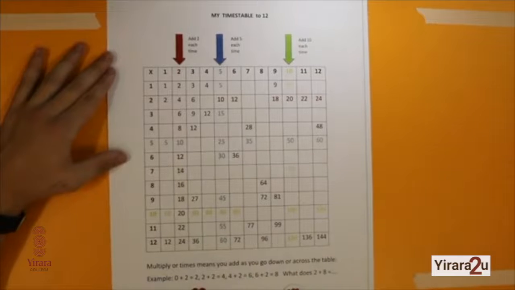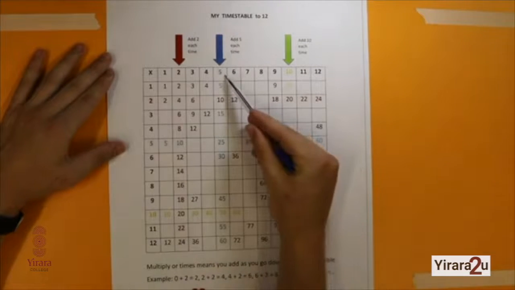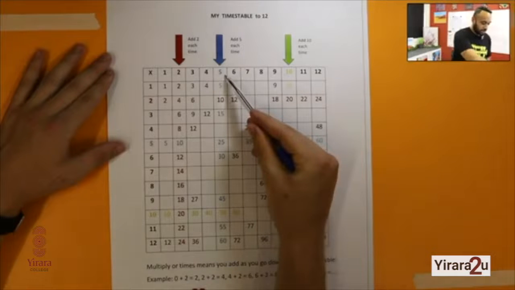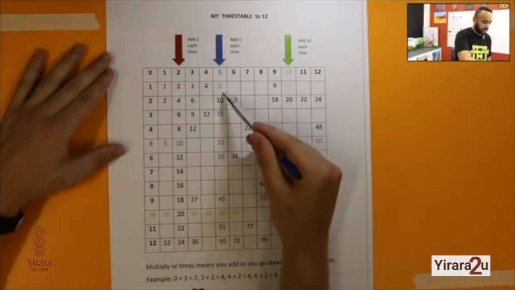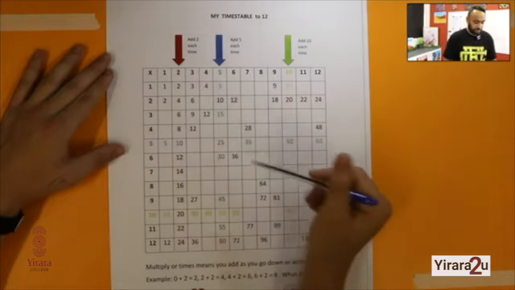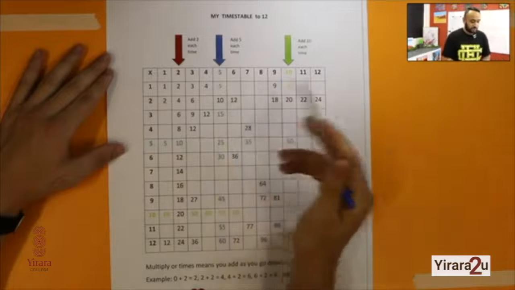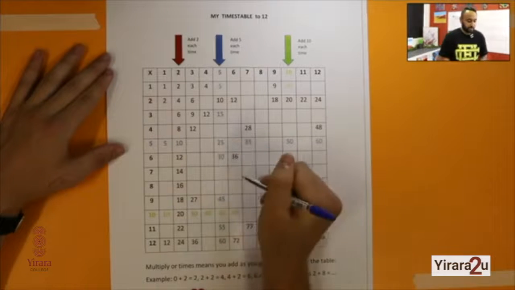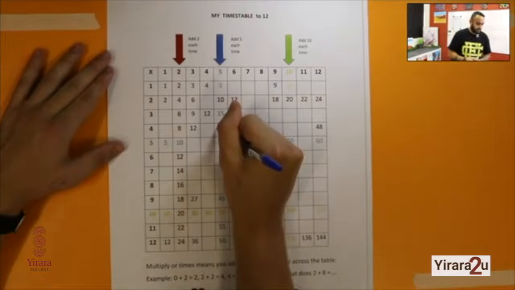Now let's have a look at 5 in the blue column. You have 5 in the top row and 1 on the left hand side of the sheet, which means 5 times 1 equals 5, which has been done for you. 5 times 2 is 10. 5 times 3 is 15. And there's your first missing box. What do you think that might be, Mr. Keegan? I think it might be, off my head, 20.